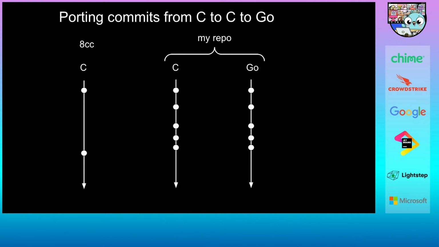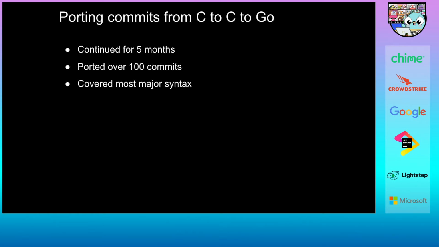So I thought of a strategy. First, I separated the original commits into many smaller commits in C language. It took a lot of time. But once you separate the commits, you can easily understand the meaning of each change. Then it was very easy to translate them from C language to Go language. And I continued this process for over 5 months, and I ported over 100 commits and covered most syntax.